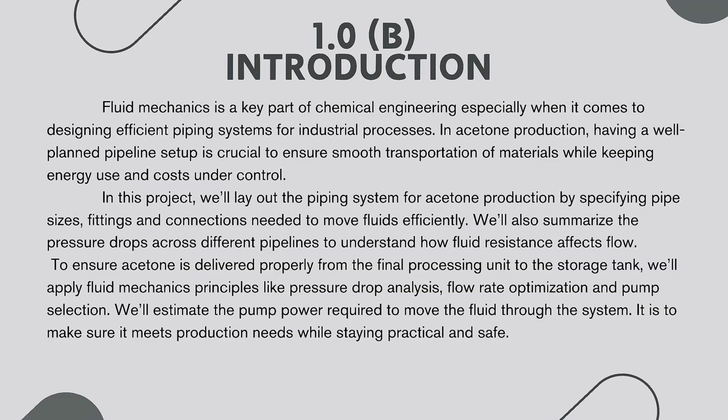Fluid mechanics is important in chemical engineering, especially for designing piping systems. In acetone production, a good pipeline setup ensures smooth material flow while keeping energy use and cost low. In this project, we will design a piping system by choosing the right pipe size, fittings, and connections. We will also study pressure drops to understand how fluid resistance affects flow. This helps make the system more efficient and reduce energy loss.